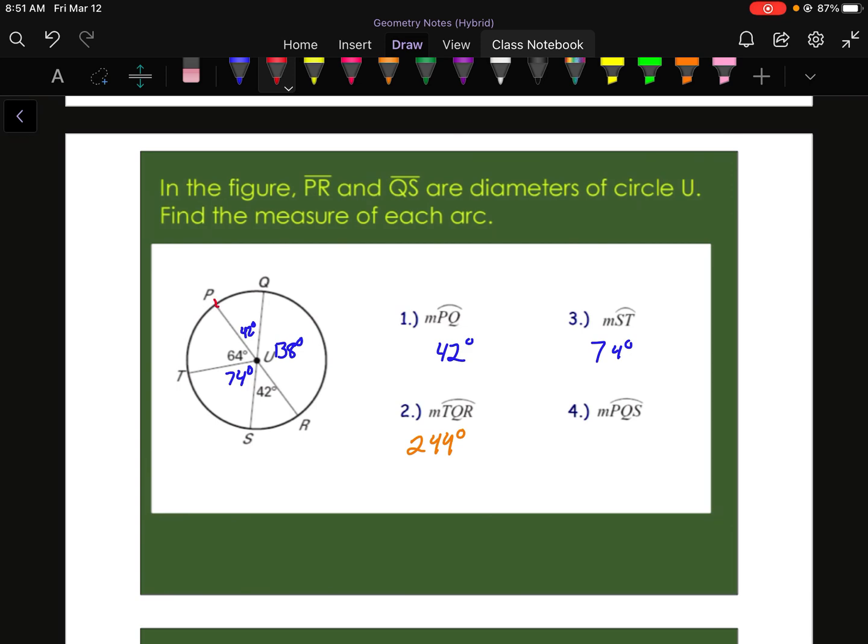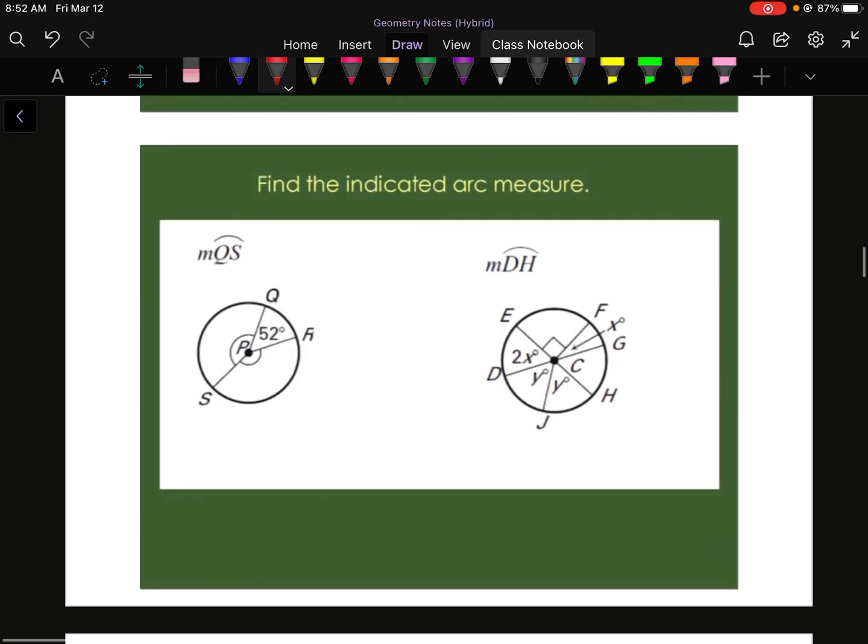So PQS. So we're looking at this arc right here. We have all of our information filled in. All you need to do is add up, let's pick here, so 42, 138, and another 42. That'll take you all the way from P through Q to S. So if you add all of those up, we end up with 222 degrees. So there you go, a little arc addition, a little prior knowledge with vertical angles and stuff like that.